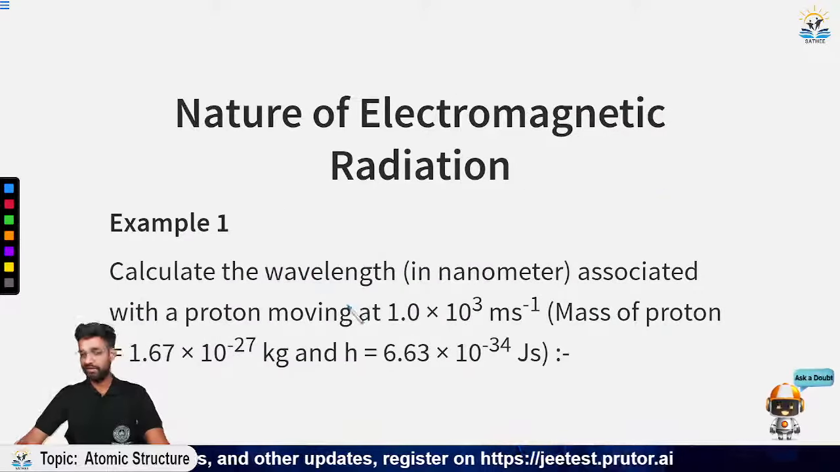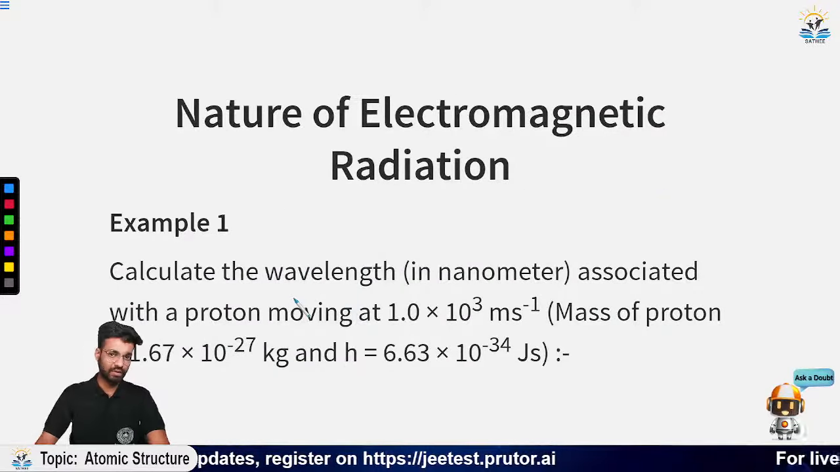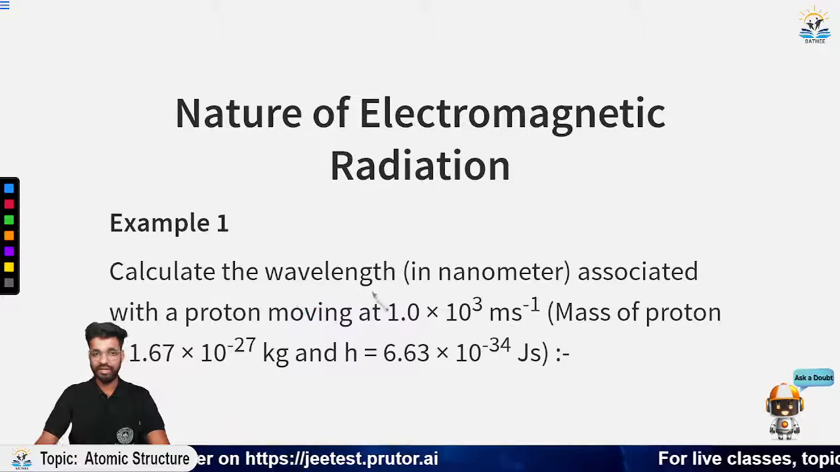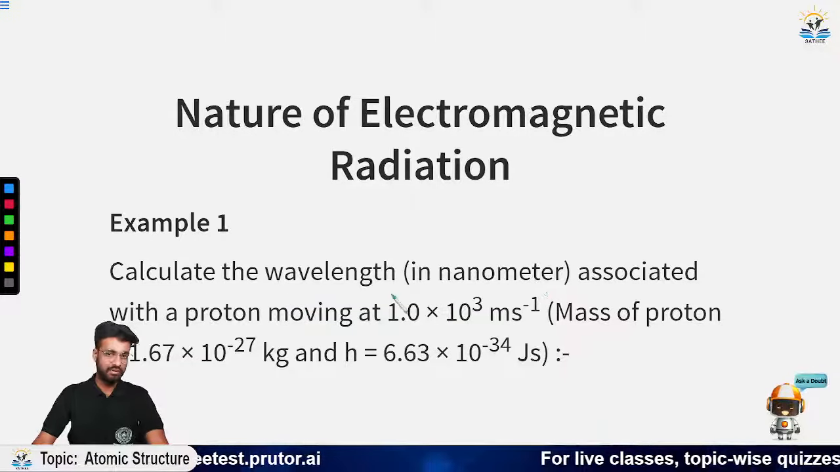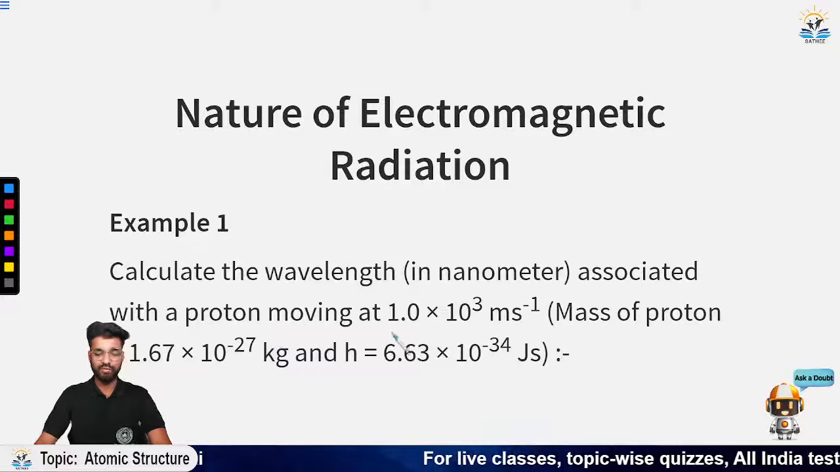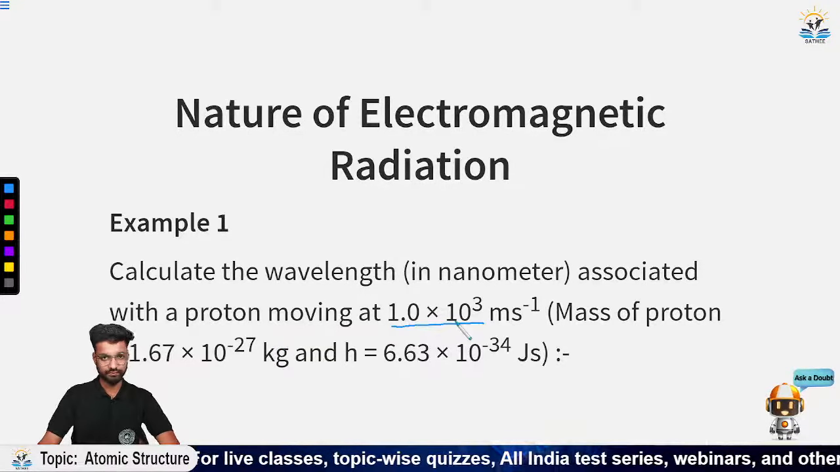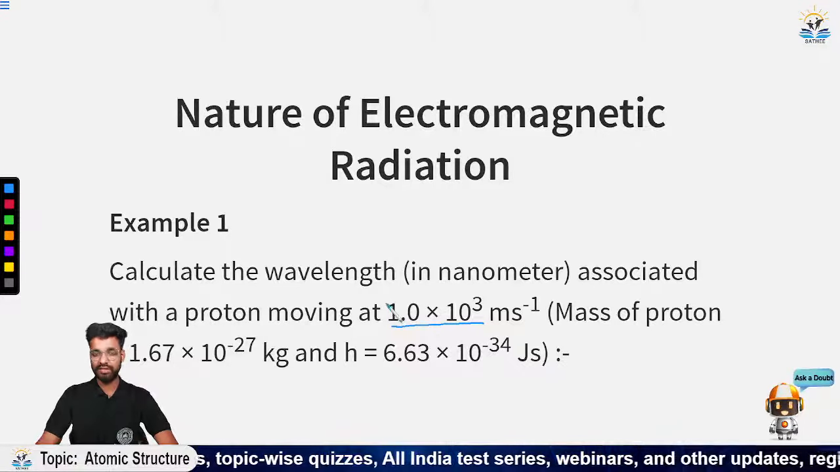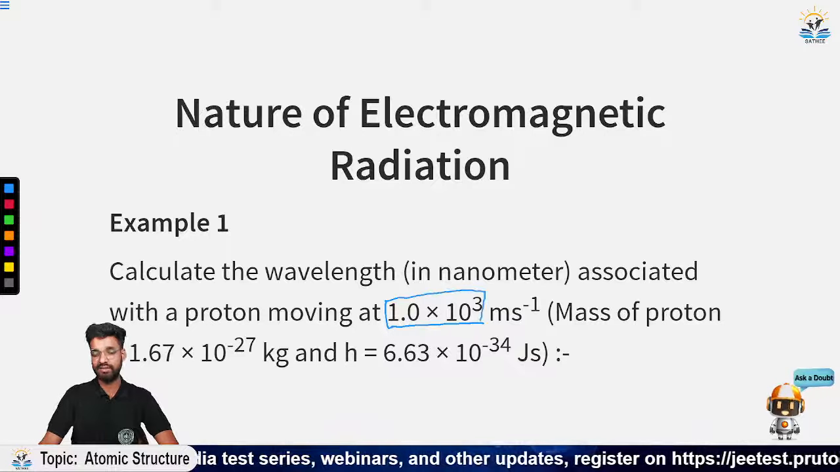Now next, we do have a question here. It asks us to calculate the wavelength in nanometers associated with a proton that is moving with a speed of 1.0 into 10 to the power 3. Do not look at this question and get confused that you were told earlier that the speed of light is fixed, but here it is changing.